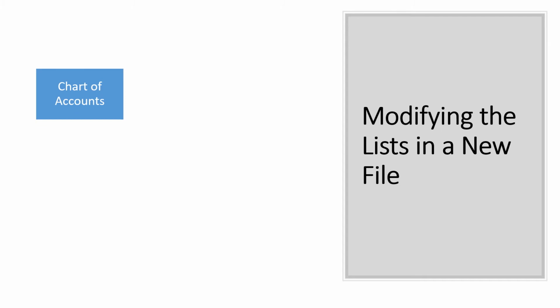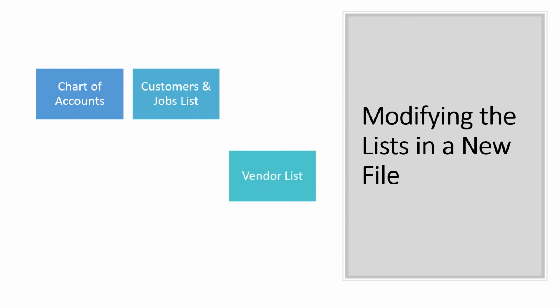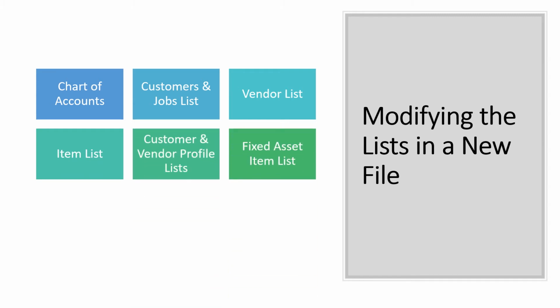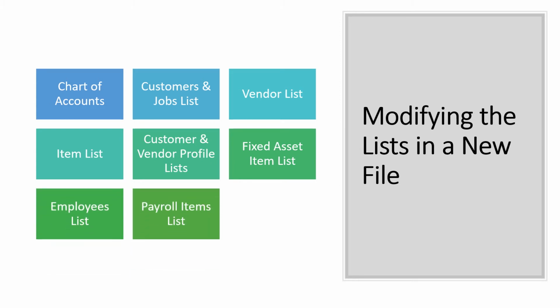Chart of accounts. Customers and jobs list. Vendor list. Item list. Customer and vendor profile lists. Fixed asset item list. Employees list. Payroll items list. Price level list. Primary entries in these lists are populated during the setup process, and you may have added list entries in the QuickBooks Desktop Setup window during setup. It's up to you to continue adding and modifying entries in this list once the company has been created. You will begin this process by working with the chart of accounts.